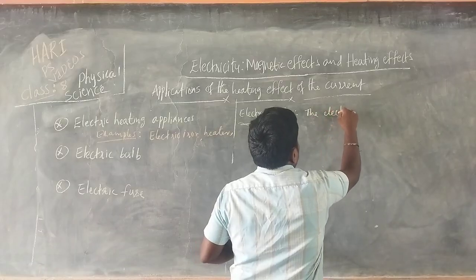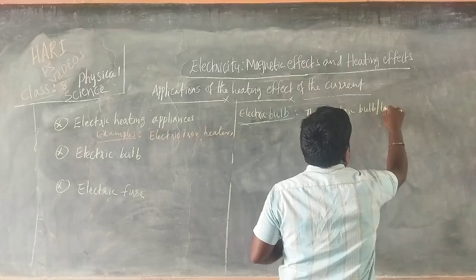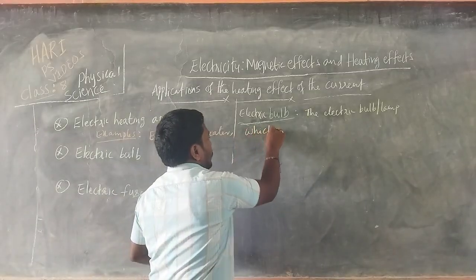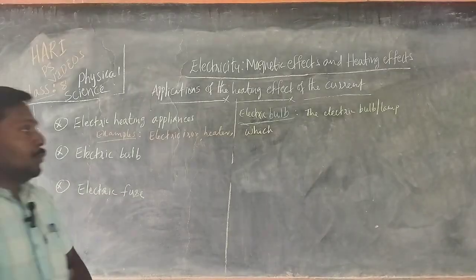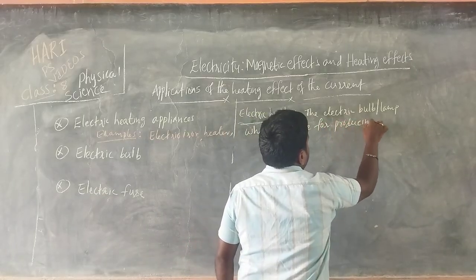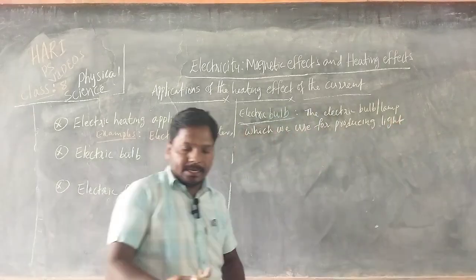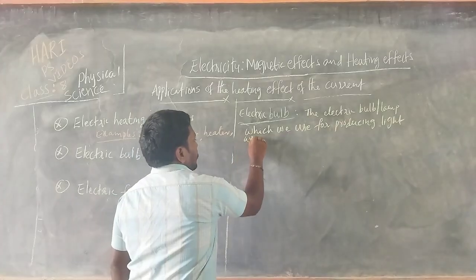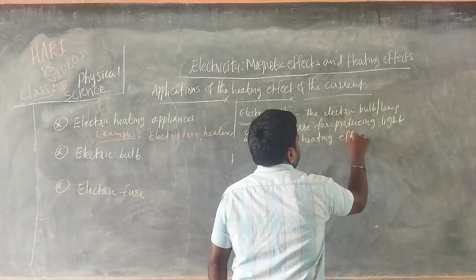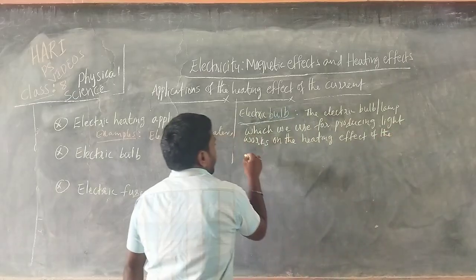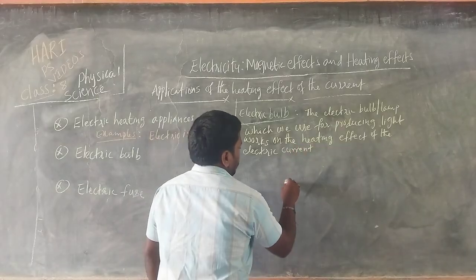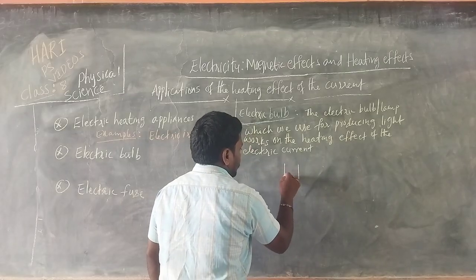So the electric bulb or electric lamp, which we use for producing light, works on the heating effect of the electric current. So let us know about electric bulb.